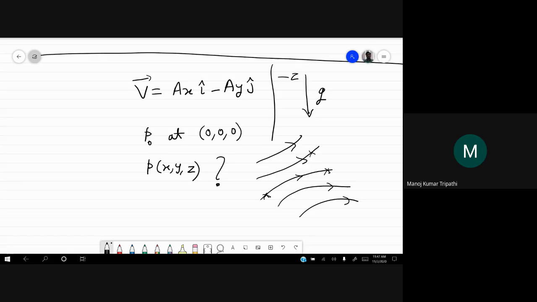So I was saying that Bernoulli's equation can be applied only along a streamline. Here in this problem, you are given P naught at origin. So only those streamlines which pass through the origin, for them you can apply Bernoulli equation here. And that will give you pressure at XYZ lying only on this streamline. So for any other point, for example, which lies outside this particular streamline, you will not be able to get the pressure Pxyz if you apply Bernoulli equation in this problem.